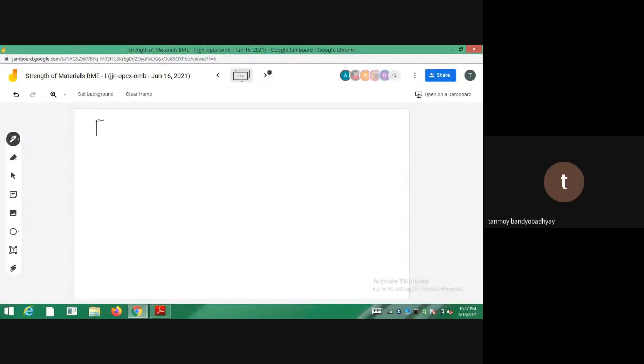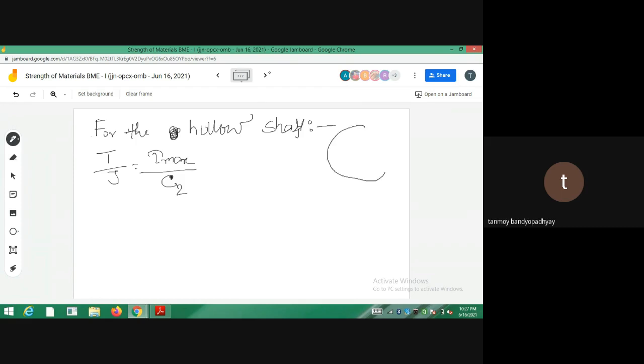The next is for the hollow shaft. So for the hollow shaft, similar thing you have to do. T by J is equal to, the formula remains the same, tau max divided by C. And for a hollow shaft, suppose this is the hollow shaft. I'm taking the outer radius as C2. Always the maximum stress will occur at C2. So this will be C2.